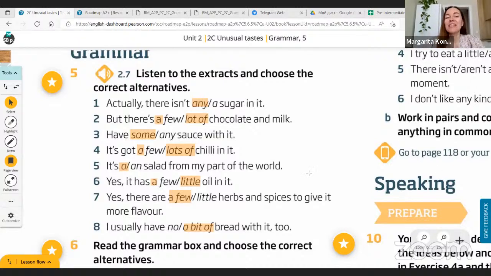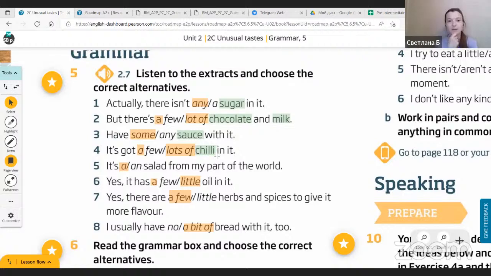Now let's decide the nouns. For example, sugar, chocolate, sauce, and so on. Are they countable or uncountable? Yes, and then we can understand how we use these words. Sugar, uncountable. Okay, I will mark uncountable with green color. What kind of word is chocolate? Uncountable. And milk also uncountable. Sauce. Uncountable. Chili. Countable. Uncountable as spice, yeah?